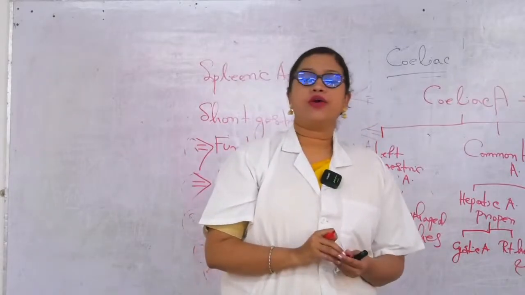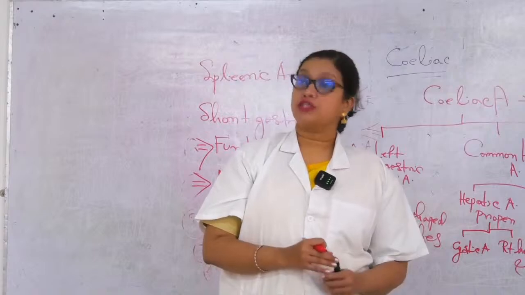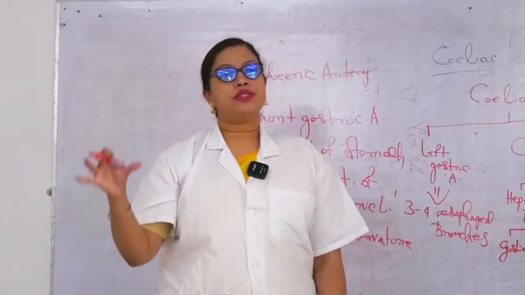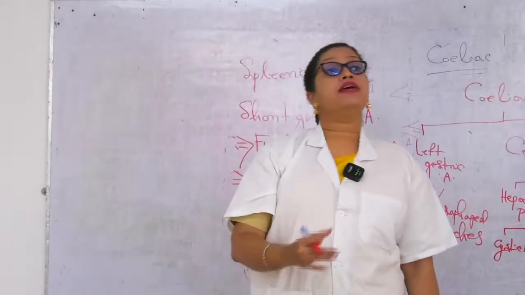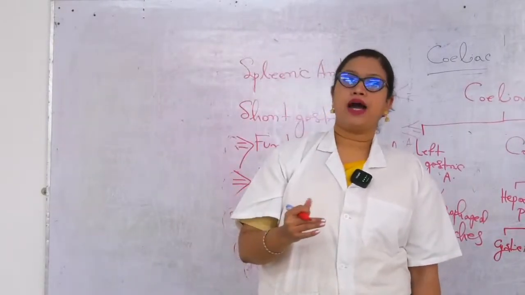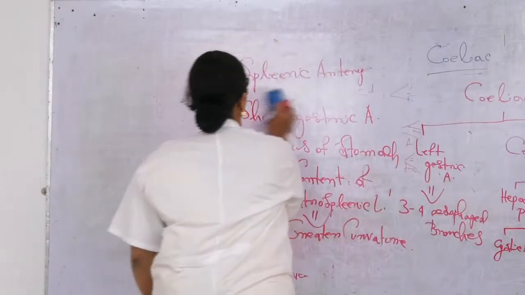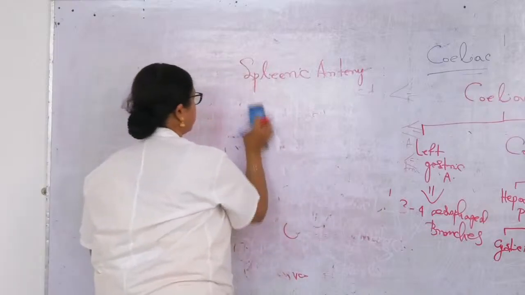Okay, so see, this is the short gastric artery. Next one we are having is the left gastroepiploic artery. So tell me about the left gastroepiploic artery, where it will supply. It anastomoses with the right gastroepiploic artery. Okay. So write it down. The next one is the left gastroepiploic artery.